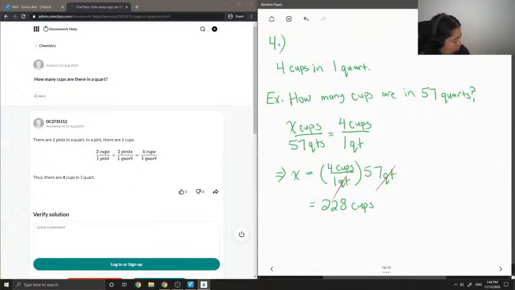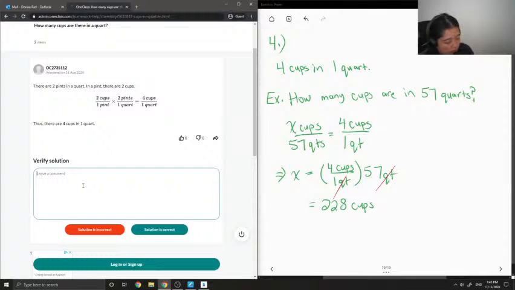So let's see what our junior tutor said. There are 2 pints in a quart. In a pint, there are 2 cups. And then they just showed how they used conversion factors and got 4 cups in 1 quart. So this solution is correct.